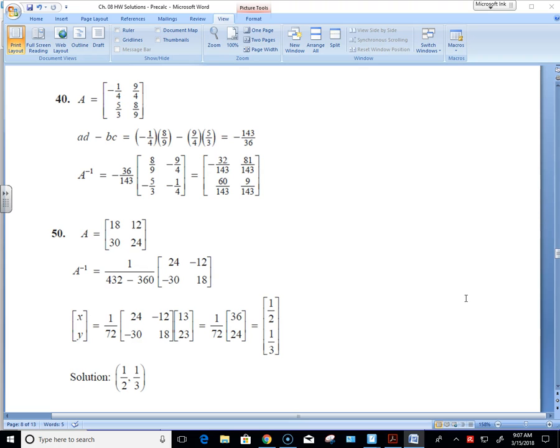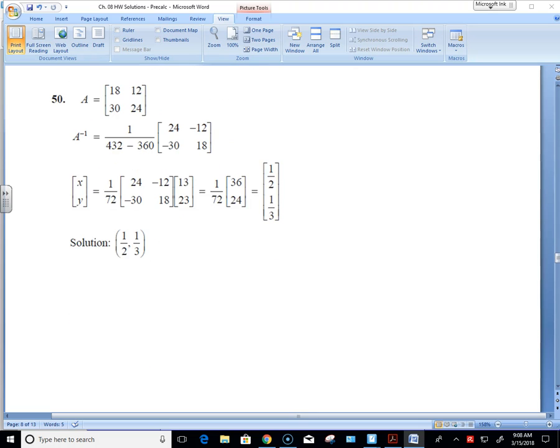Number 50 is a little bit easier as far as no fractions, but still the same process. Main minus opposite is your determinant, AD minus BC. 1 over that times flipping the main, switching the signs of the opposite would have gotten you your final inverse. Did they not solve for it? Here's their inverse. They were just multiplying their inverse by the constants. This is one of those solving the equation ones. Your final solution would have been 1/2 and 1/3.